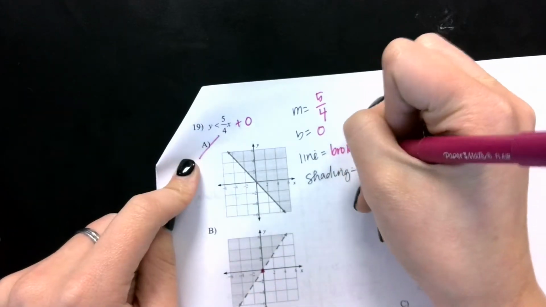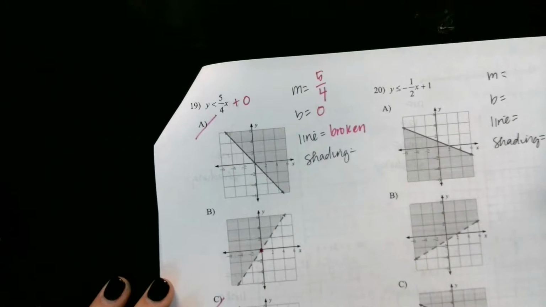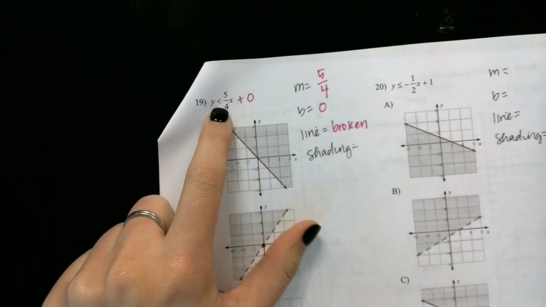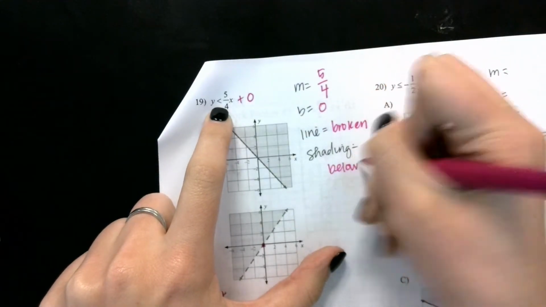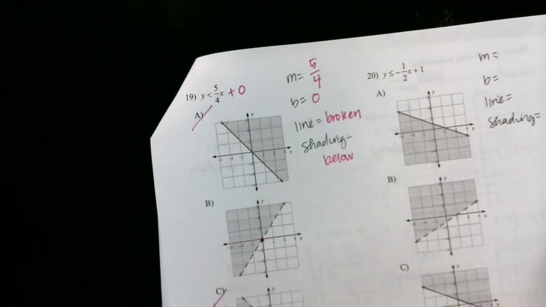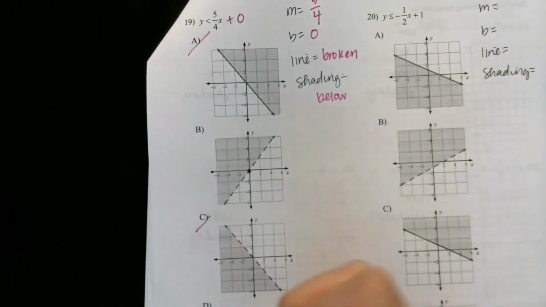be broken. And unfortunately, B and D both have broken lines. They both have dotted lines, so we can eliminate based off of that. But this is the less than sign, so the shading needs to be below. What answer choice has the shading below? D. Good.